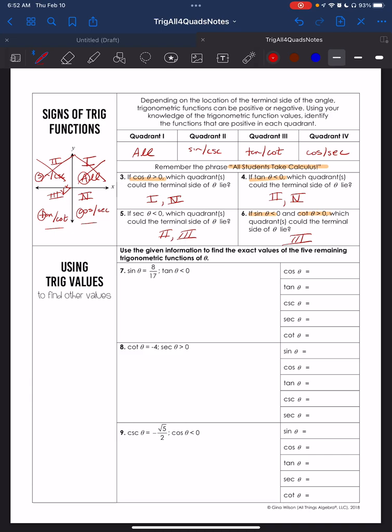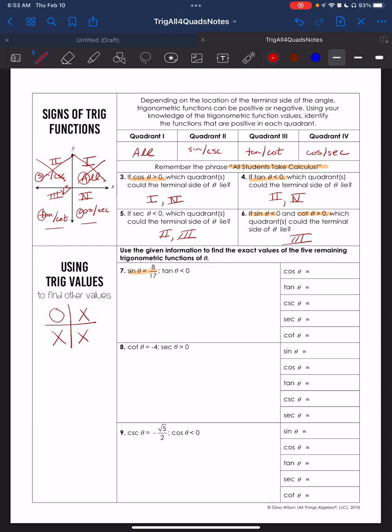All right, so the first step with these is to figure out which quadrant you're in. From here, I have sine. I know sine is 8/17, so sine must be positive. If sine is positive, I'm not down here and I'm not down here. Now I know tangent is negative. For tangent to be negative, I can't be in the first quadrant because everything's positive there. So I must be in the second quadrant.